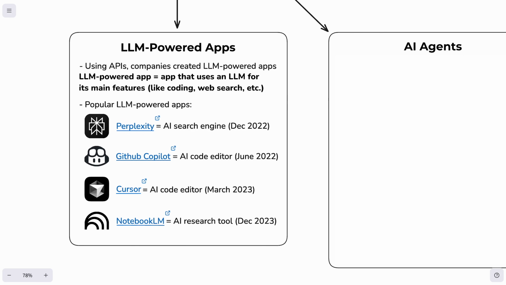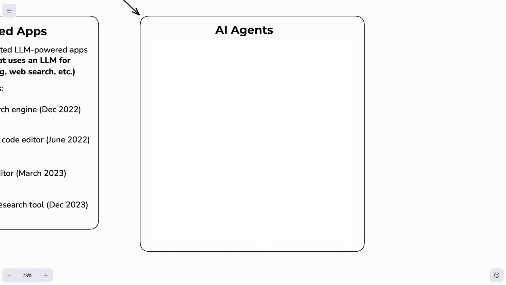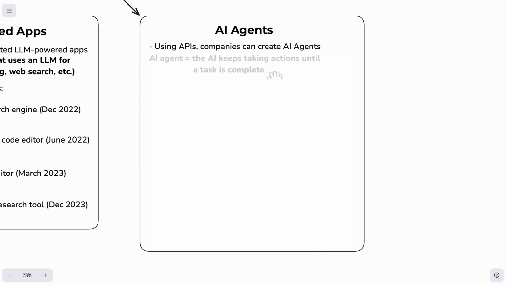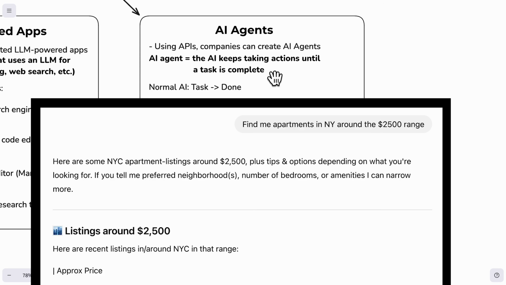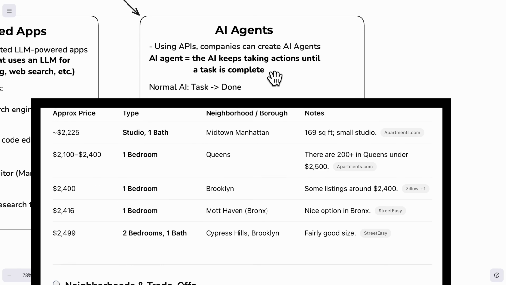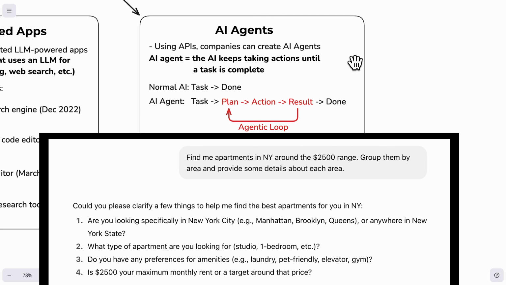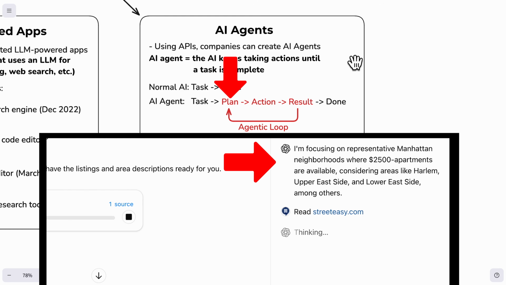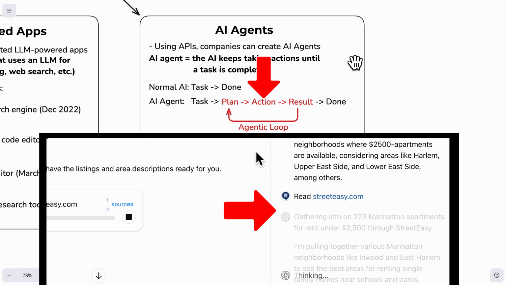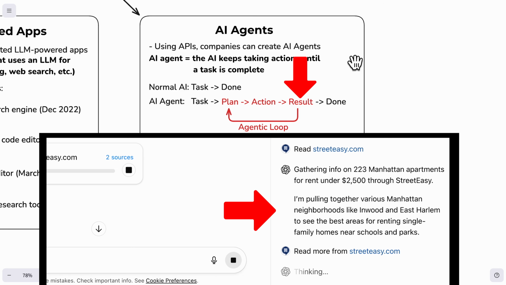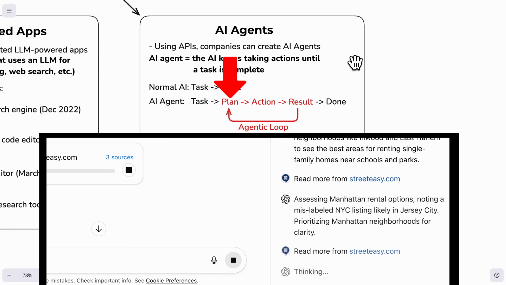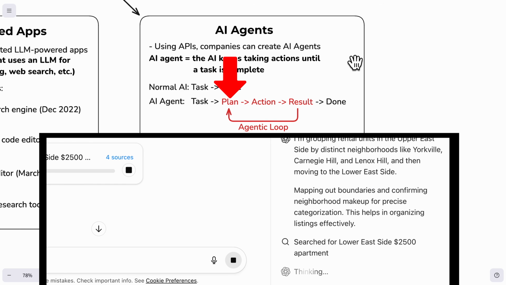And using the APIs, companies could also create AI agents. An AI agent means the AI keeps taking actions until a task is complete. So normally, when you give the AI a task, it just generates an output. But with AI agents, we can give the AI a more complex task, and it will plan the next step. And then it will take action, get the results from that action, and then use the result to plan the next step.